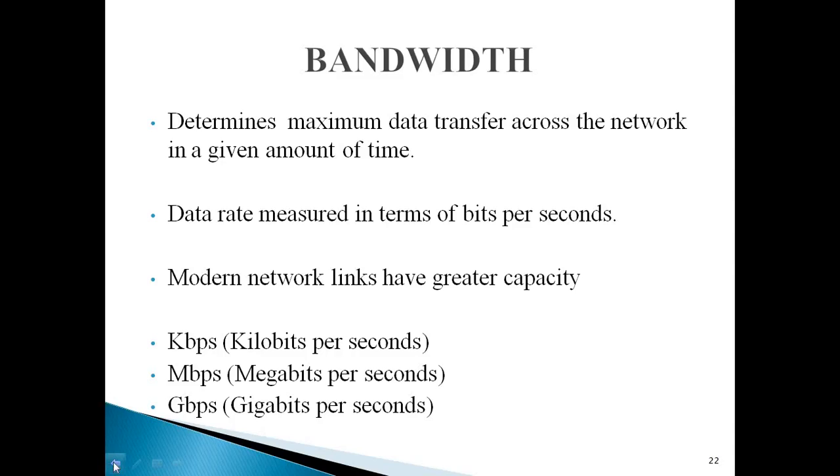Bandwidth determines the maximum data transfer across the network in a given amount of time. The data rate is measured in bits per second. Modern network links have greater capacities. We have kbps, mbps as well as gbps.